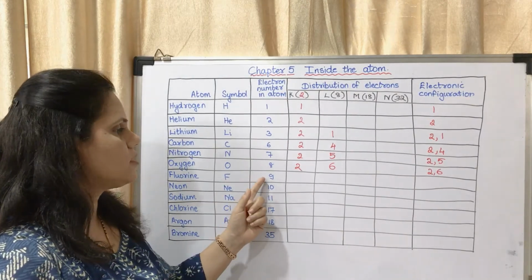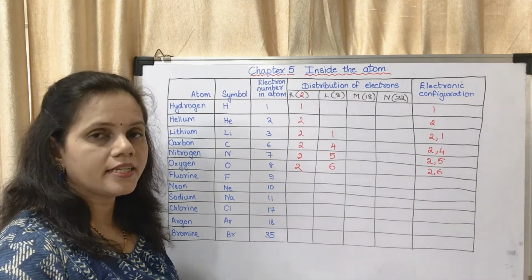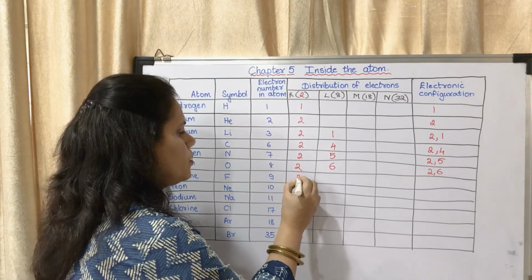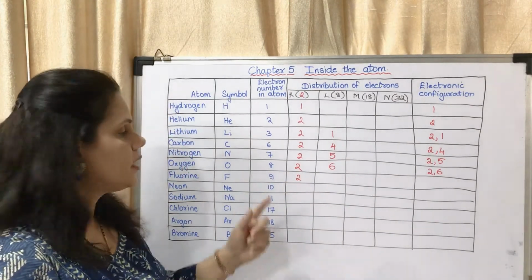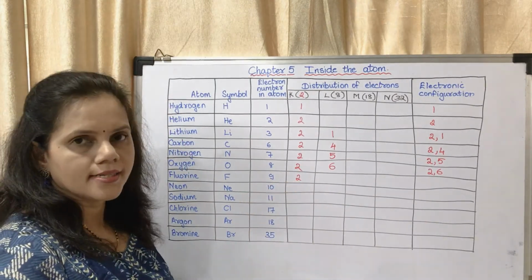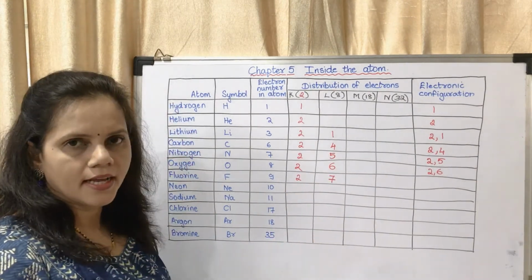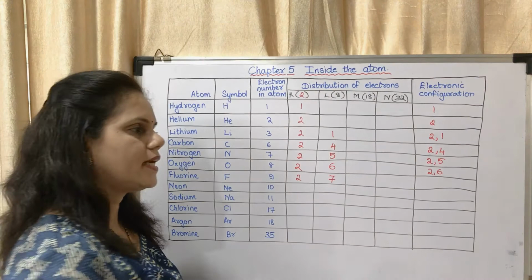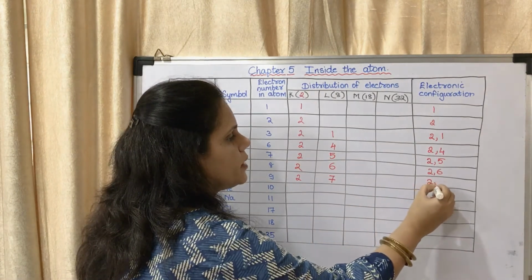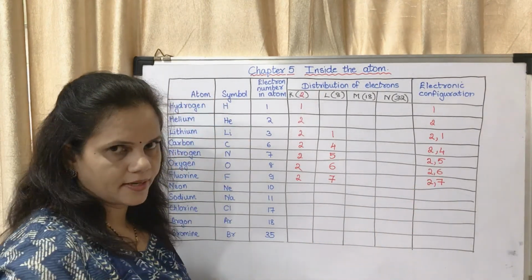Now the next, fluorine. Number of electrons 9. How many in the first shell? 2. How many are remaining? 9 minus 2, 7. So 7 will get accommodated in the L shell. So what will be the electronic configuration? It will be 2, 7.